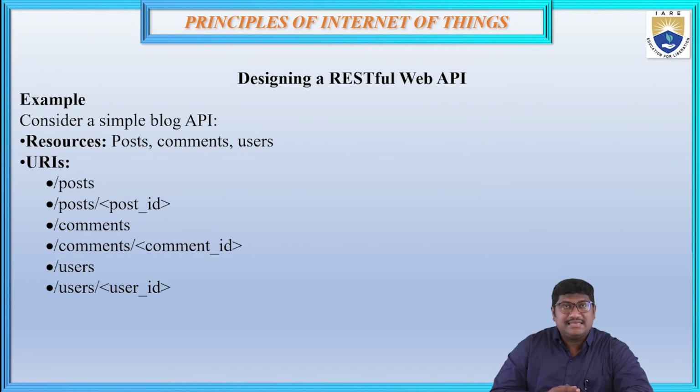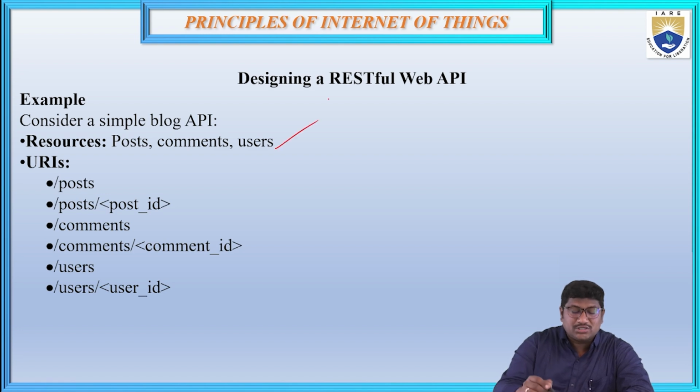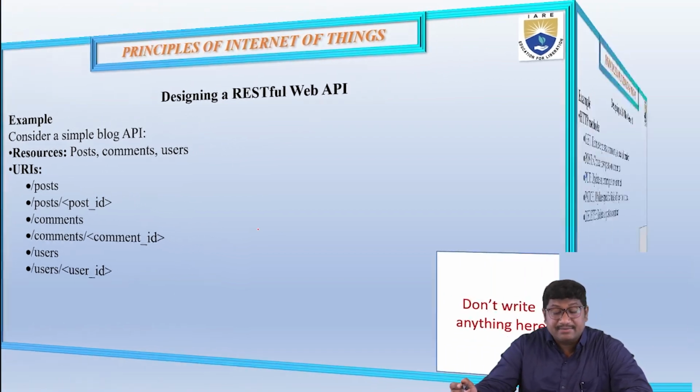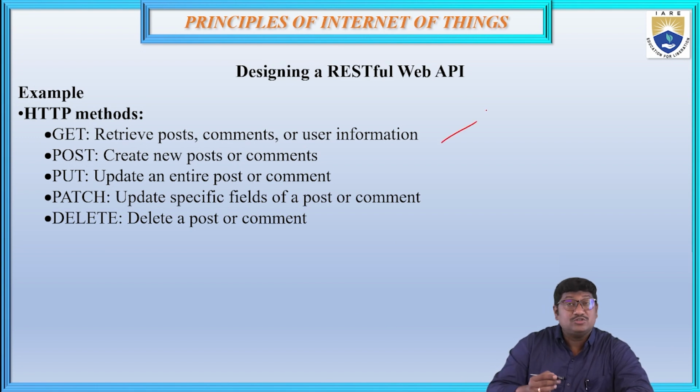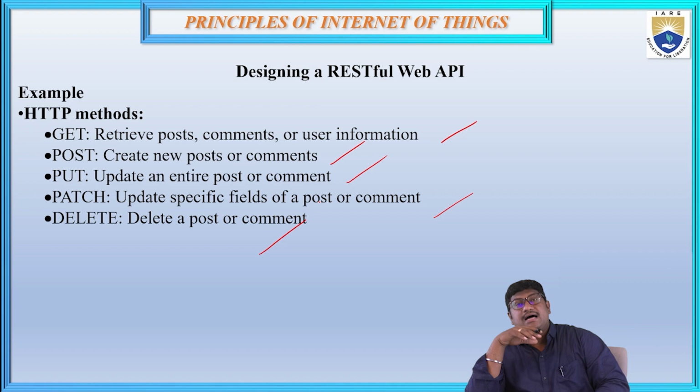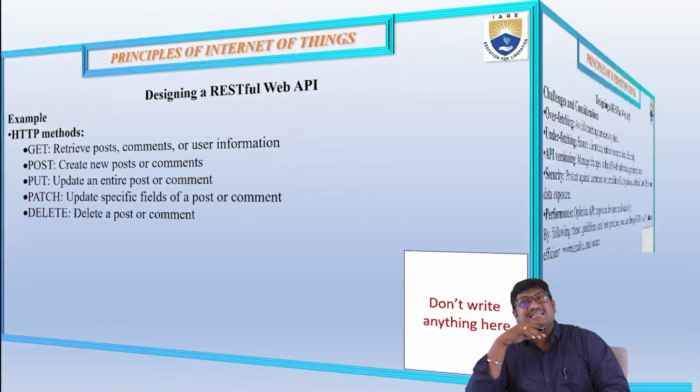I'll let you know with a small example how to design a sample blog API. The resources required are posts, comments, users, with URLs like posts, posts/post ID, comments/comment ID, users/user ID. These are the best examples, guys. What are the HTTP methods? GET, for retrieving posts, comments, or information. POST, to create a new post or comment. PUT, to update the entire post or comment. PATCH, which is used for updating a specific field of a post or comment. DELETE, to delete a post or comment. These are the things which have to be initiated in HTTP methods.